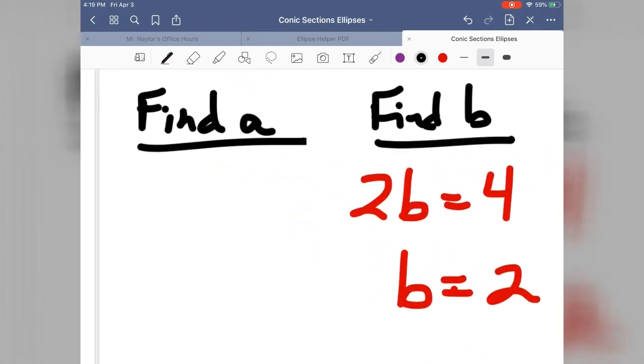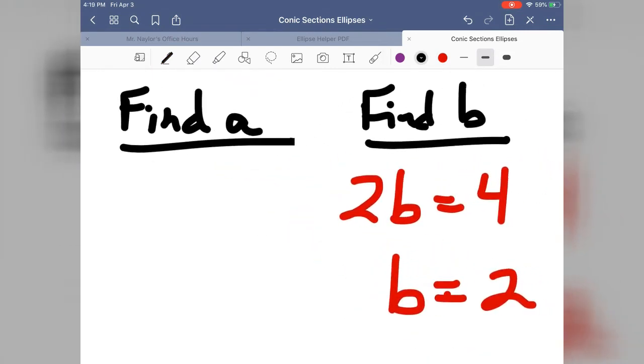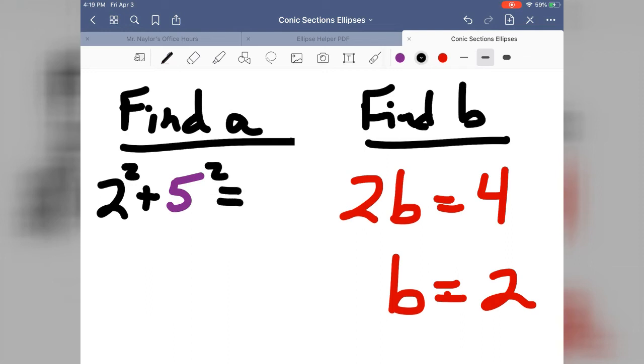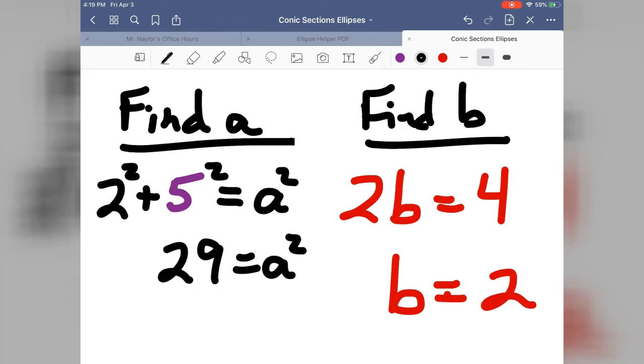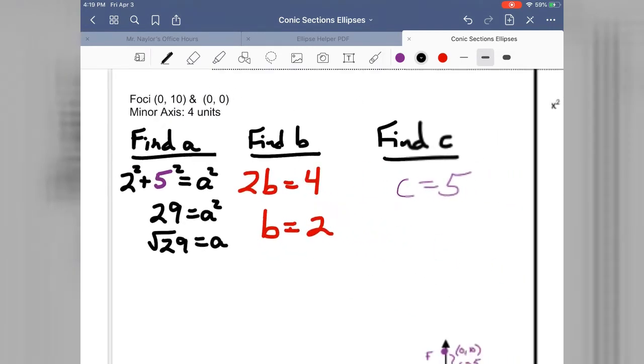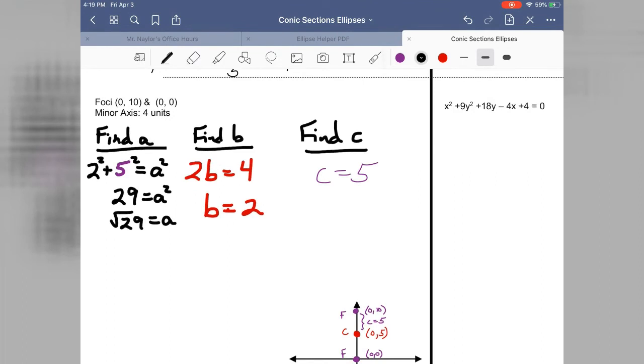Now remember, b squared plus c squared equals a squared. So we want to get that formula straightened out, and in this case that means that a squared is going to equal 29, which means that a equals the square root of 29. And we're ready to fill some things into our formula.